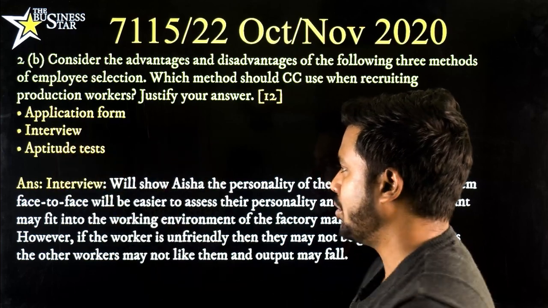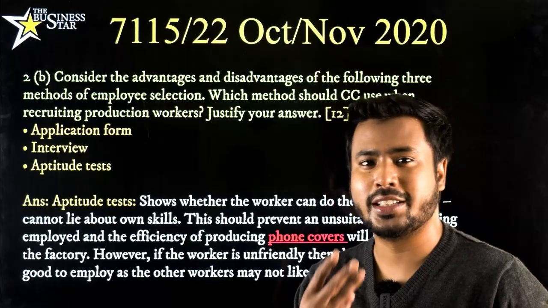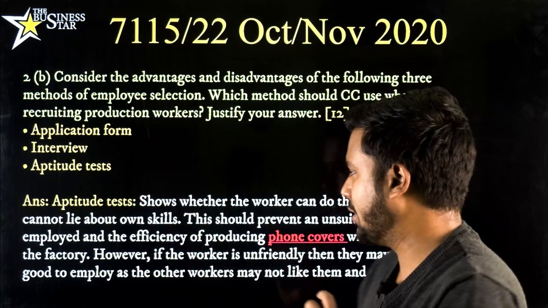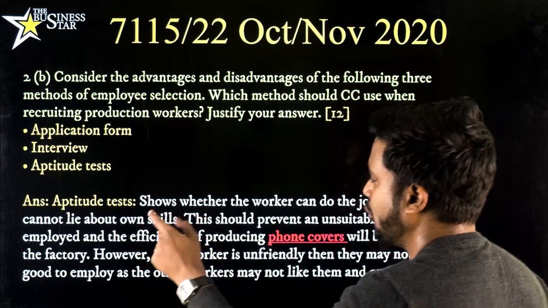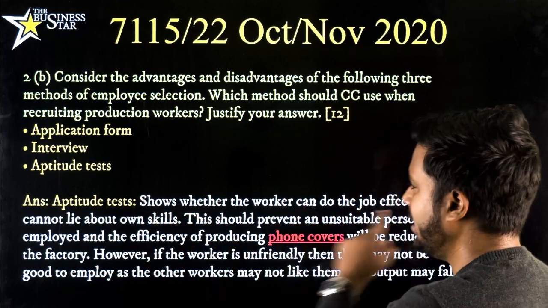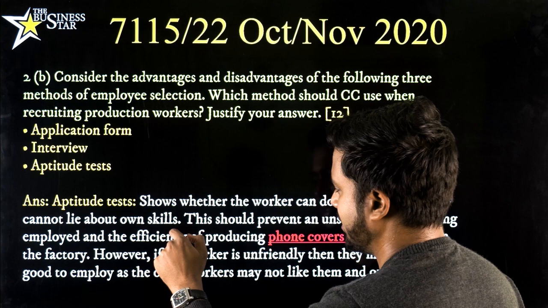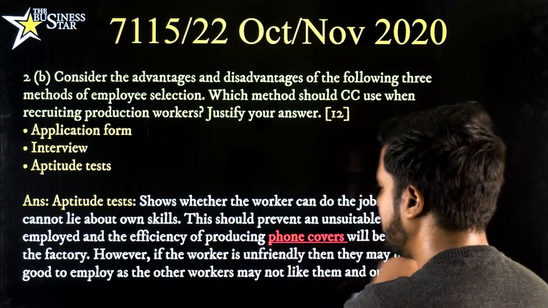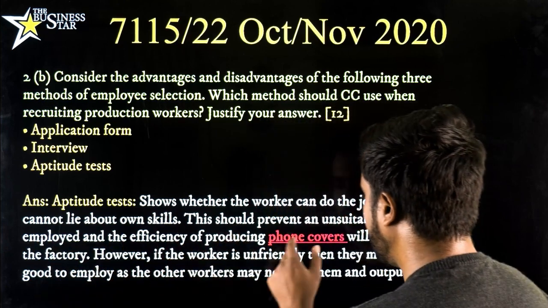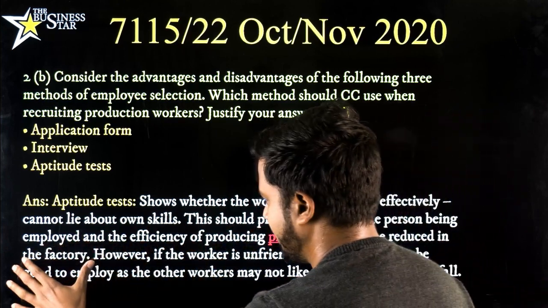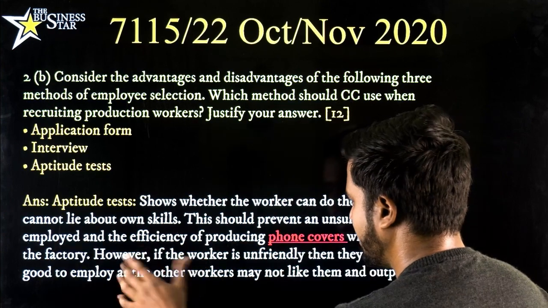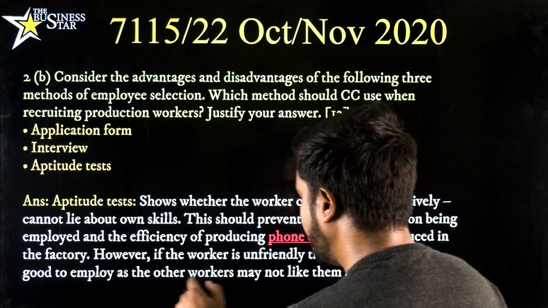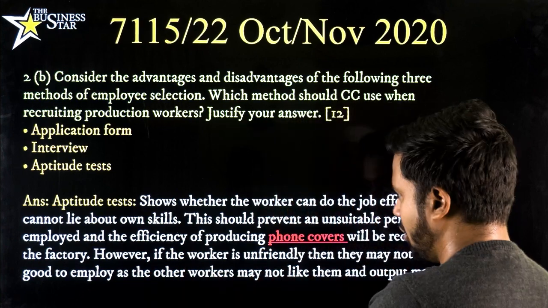Now let's move on to the aptitude test. Moving on to the third part of this question, which is the aptitude test. Again, we'll be using 2 advantages and 1 disadvantage. So the first advantage shows whether the worker can do the job effectively because they cannot lie about their own skills. Okay, this is the first advantage. The second advantage is they should prevent an unsuitable person being employed, as the efficiency of producing phone covers would be reduced in the factory. This is the second advantage. The disadvantage is, however, if the worker is unfriendly, then they may not be good to employ as the other workers may not like them and output may fall once again.